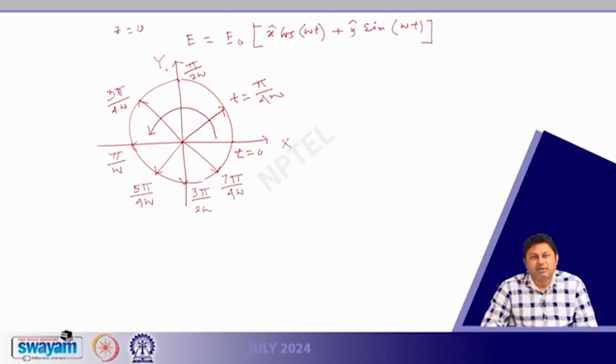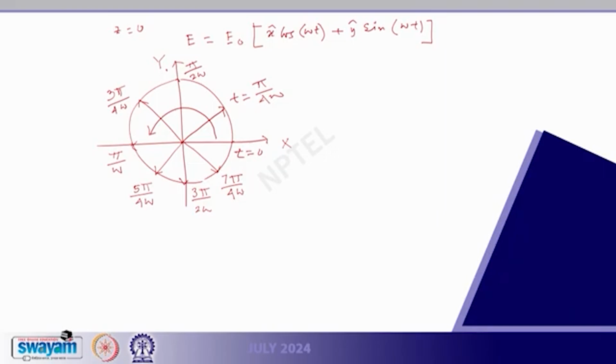Today I do not have any time to discuss more about circularly polarized light. In the next class, however, we are going to discuss how the left circularly polarized light appears, and how the right circularly polarized light can be obtained just by changing the sign of the phase. If I change the phase from positive to negative, then we are going to get the right circularly polarized light.